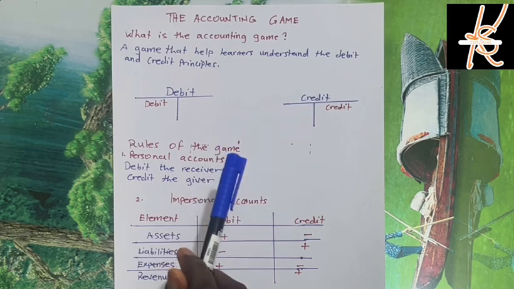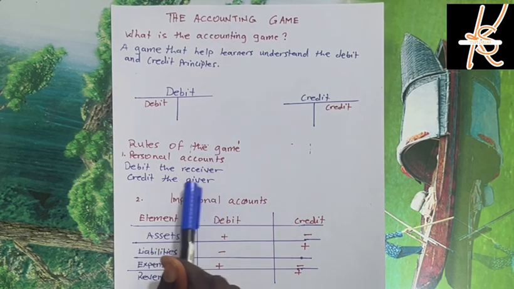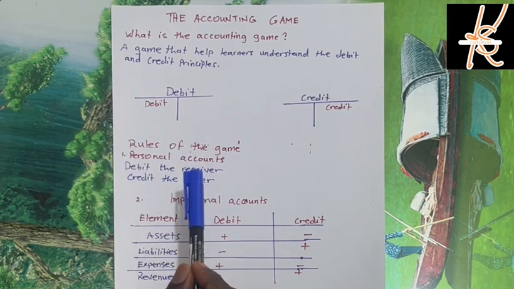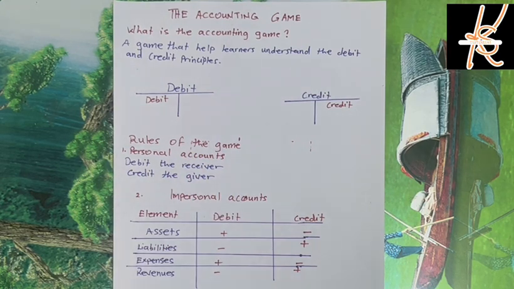Okay. So let's say we gave a loan to Emmanuel, who is receiving. Emmanuel is receiving and we are giving. So meaning we are going to credit our account and then we will debit Emmanuel's account because Emmanuel is receiving.